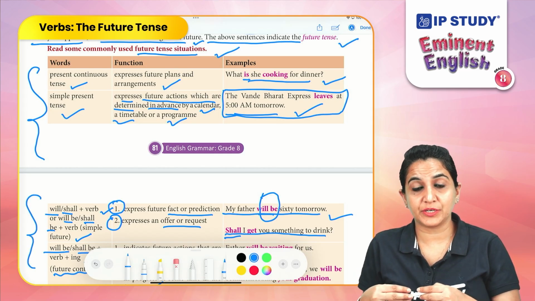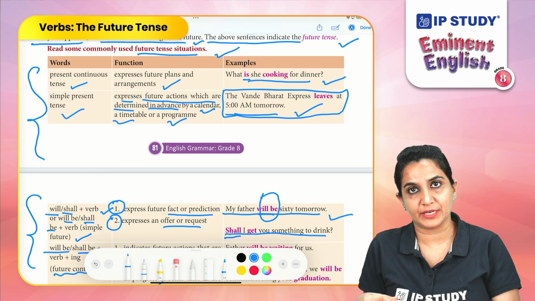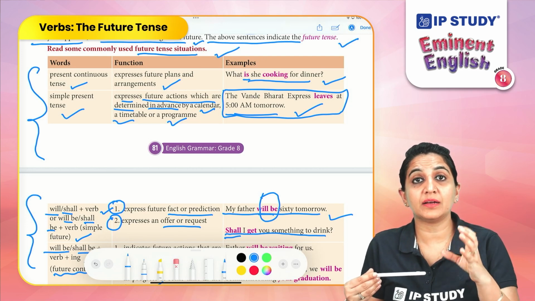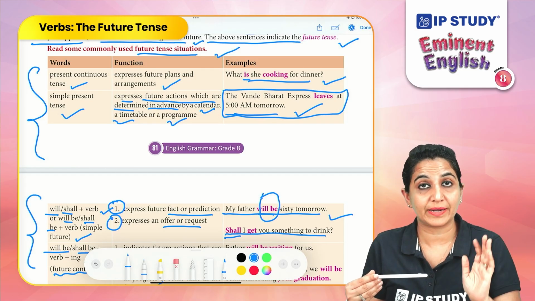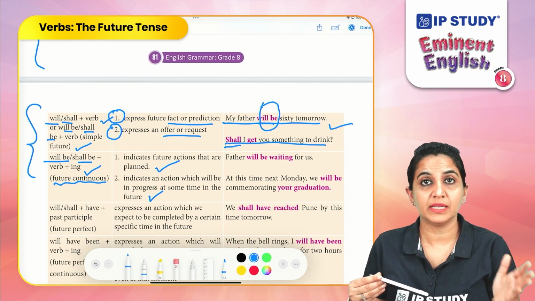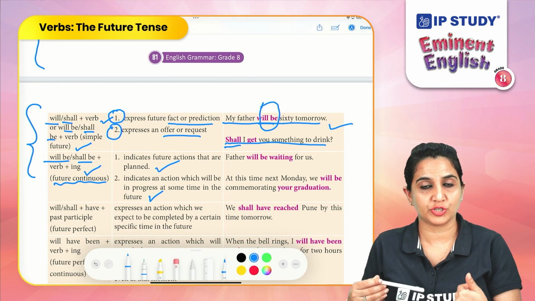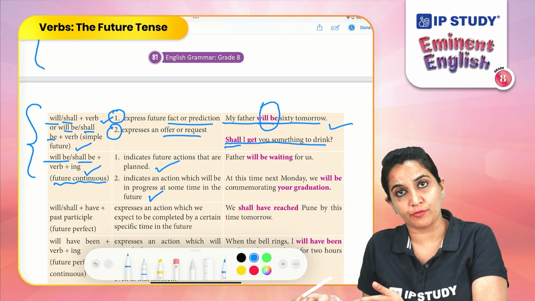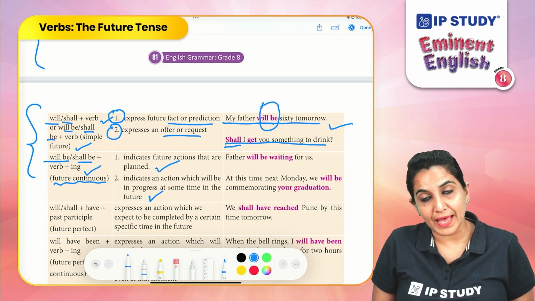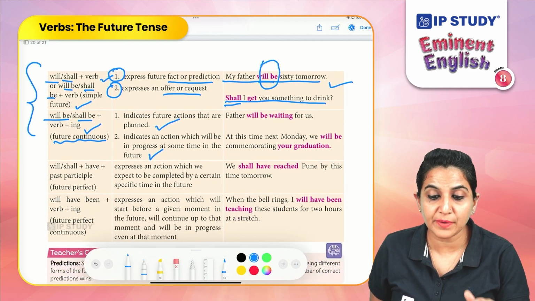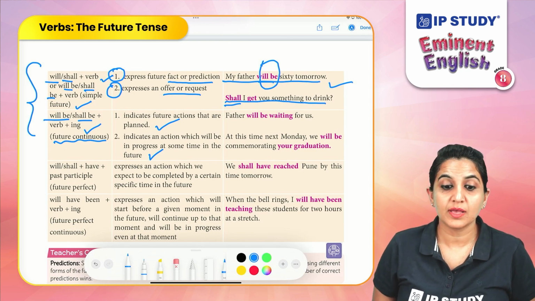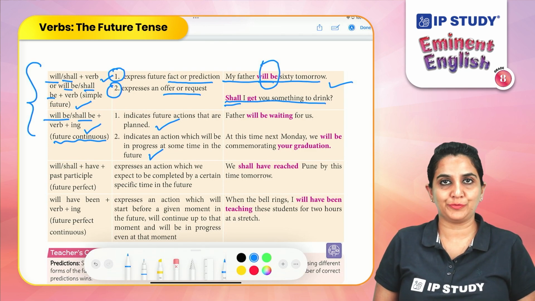We use the present continuous tense to express future plans and arrangements. We use the simple present tense to express something which is formal or which is already scheduled for the future. To express a future fact or prediction, we use will or shall along with the verb, or will be or shall be along with the verb to express an offer or a request. Similarly, to indicate a future action which is already planned or an action which will be in progress at some time in the future, we use the future continuous tense. For that, we use will be or shall be along with the ing form of the verb.